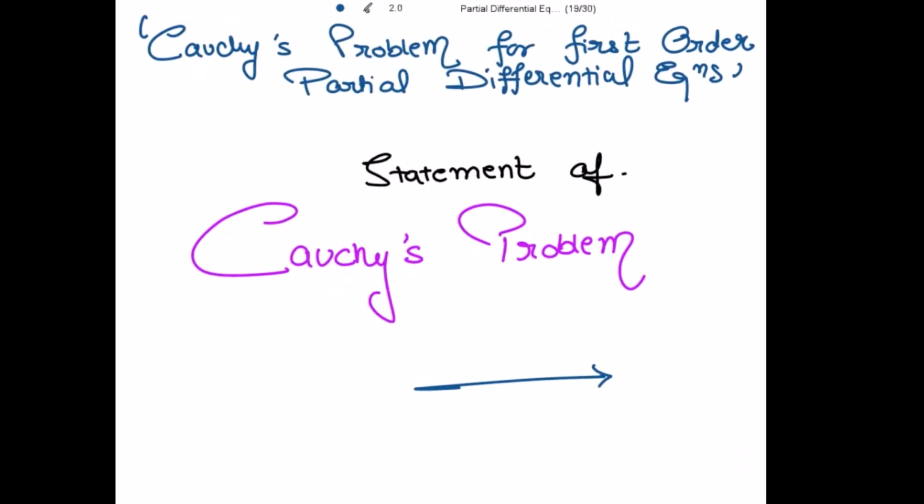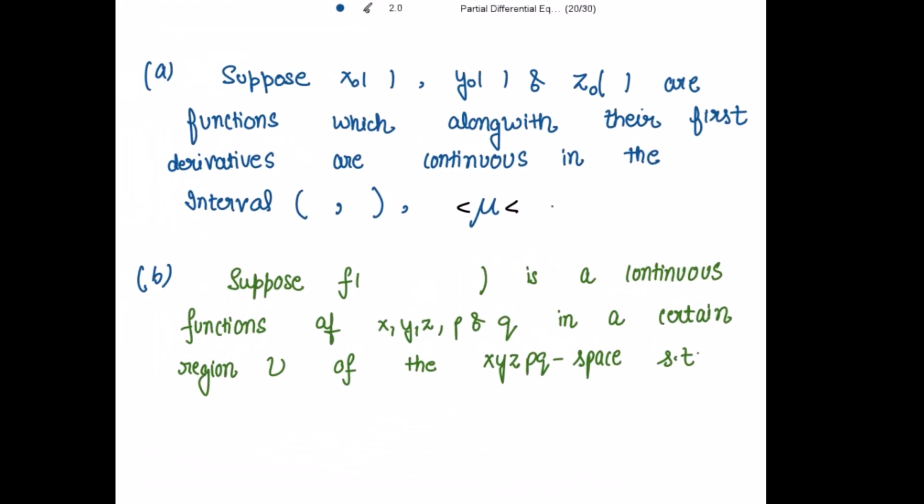Good morning. Here we are going to start the Cauchy's problem for first order partial differential equations, and we are going to discuss what the Cauchy's problem is, what the conditions are. Now the first point is, suppose x naught mu, y naught mu and z naught mu are functions which, along with their first derivatives, are continuous in the open interval AB, where this mu is lying in this open interval. The value for mu is strictly greater than a and strictly less than b.